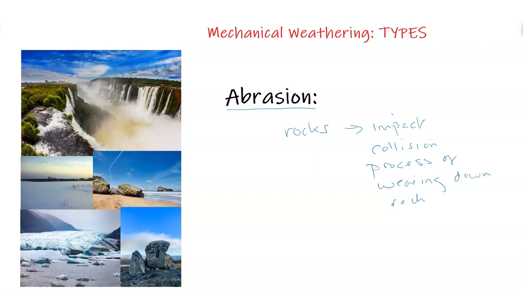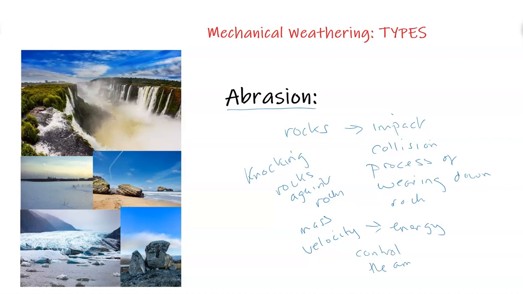And this impact, this collision, this constant knocking of rocks against rocks depends on the mass, the velocity and the energy, which basically control the amount of material that is being broken down and reduced to a smaller size, but obviously larger surface area. And when you change the size of the material being knocked against other materials or rocks, then you're going to change the quantity or the level of the mechanical weathering.